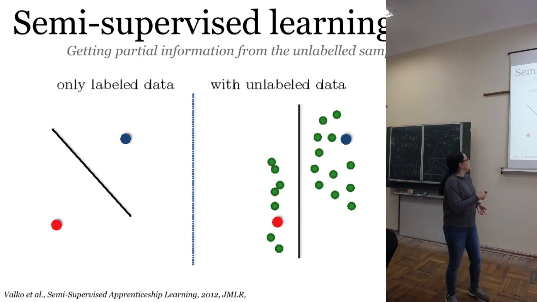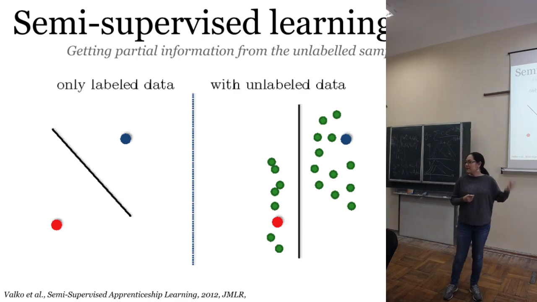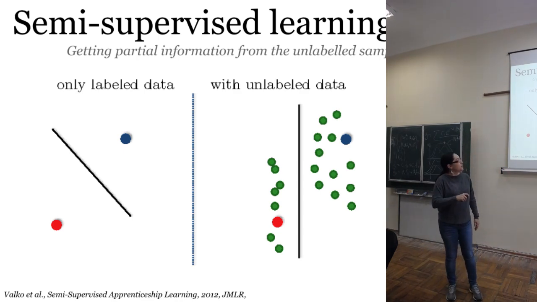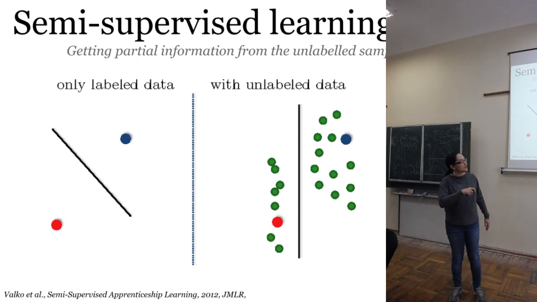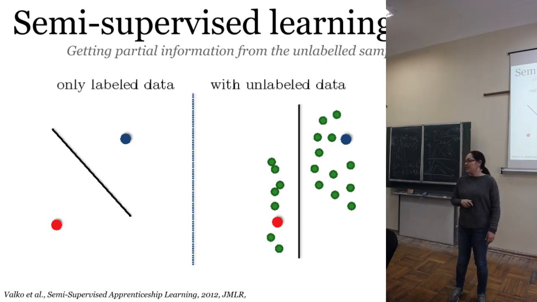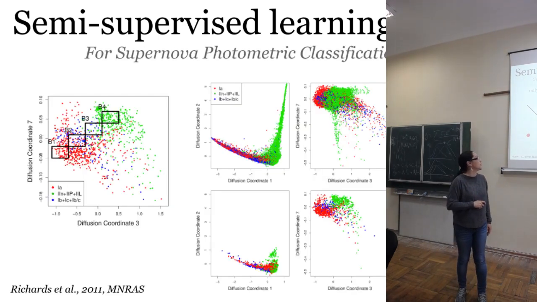So for example, if you want to classify, and you have only these two labeled data points and you want to find the boundary between them, basically anything can do, because you only have two points. But if you plot all the points for which you do not have labels, you see they kind of cluster together. This might help you draw a line in between your points.